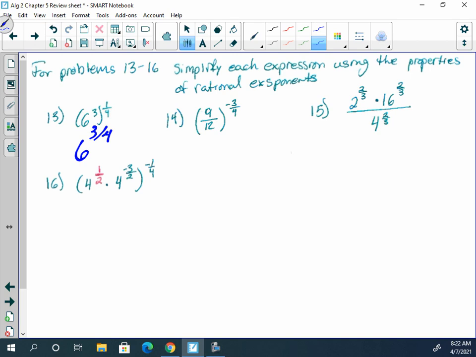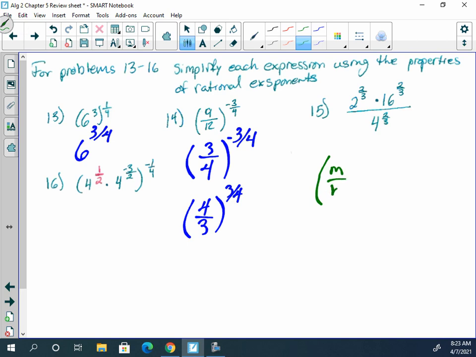Now, if we look at 14, 9 over 12 will reduce, because they do have a greatest common factor of 3. Now, there's 2 different routes we can go from here. And the main route I would suggest is, because the exponent is negative, we can flip the fraction inside. Because one of our properties of exponents is that we have m over n to the negative x. It is the same as n over m to the x.